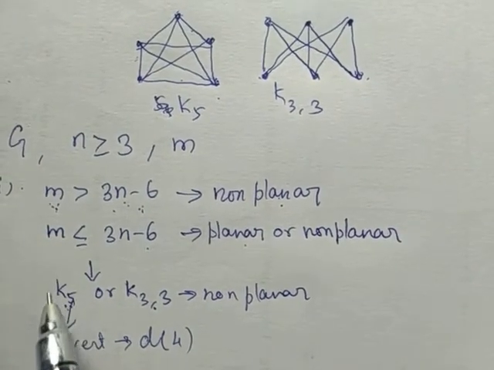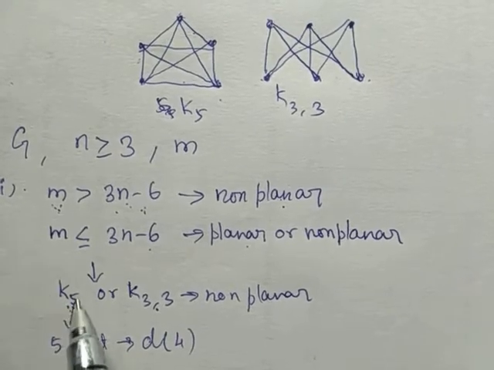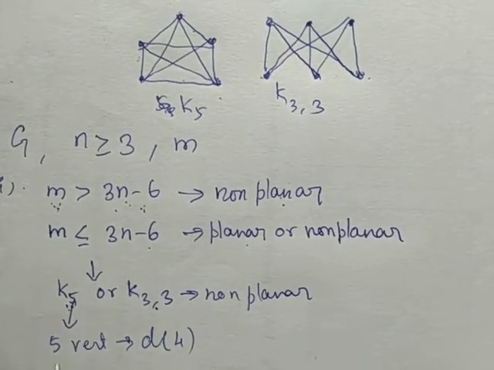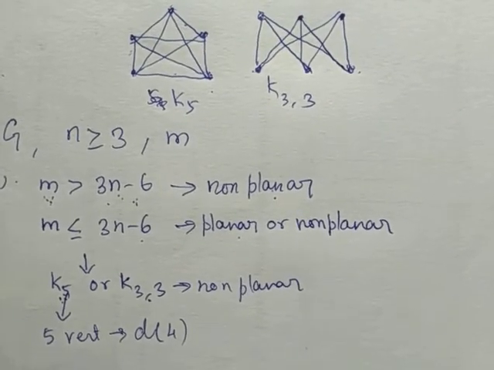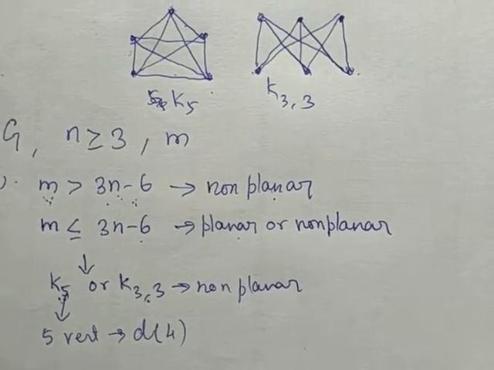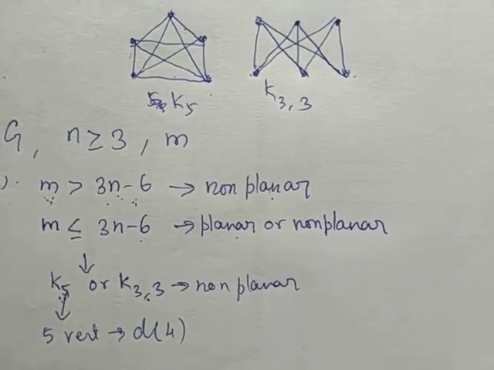To prove the graph has a subgraph of K5, we have to identify 5 vertices in the graph whose degree is 4, and they should be connected by paths.